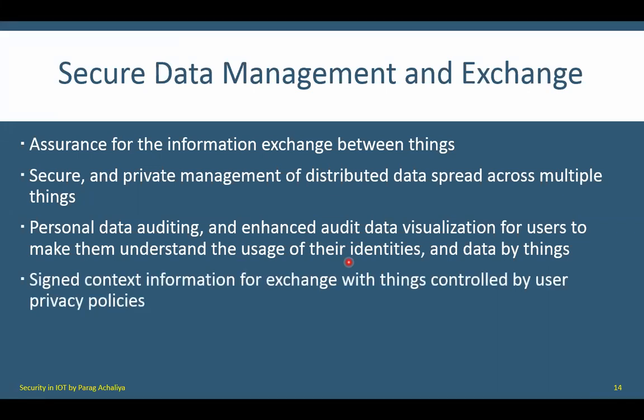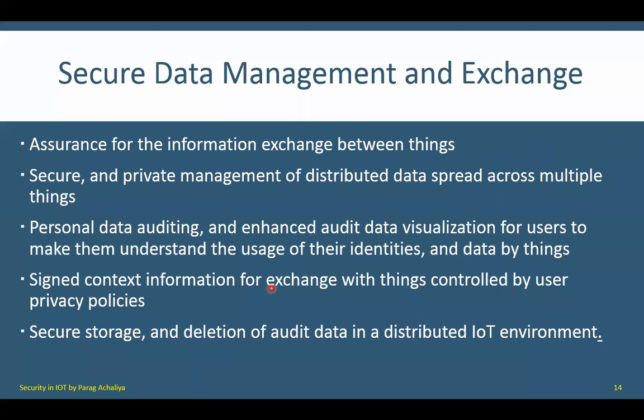Sign context information for exchange with things controlled by user privacy policy. There are some privacy policies which are already defined for various types of users. Remember, whenever we call it a user, it will always be your authorized user. So there should be proper sign context information for exchange with the things controlled by various kinds of policies, which are usually defined for different types of users.